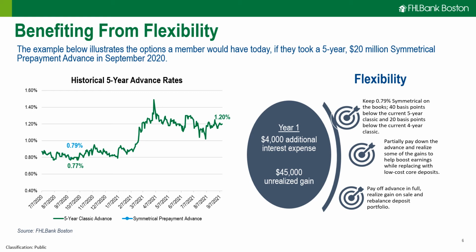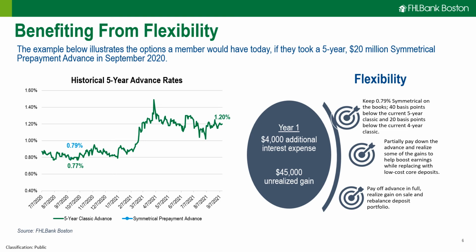So this first point here, you took out a 79 basis point advance. It's now 120. It's a 120 market. You can keep that advance, right? You're 40 basis points below the current 5-year, and you're 20 basis points below the current 4-year advance. So obviously, as rates rise and you have a liability, that benefits the liability, and you keep your cost of funds low. So you can keep that advance on the books and maintain your low cost of funds.